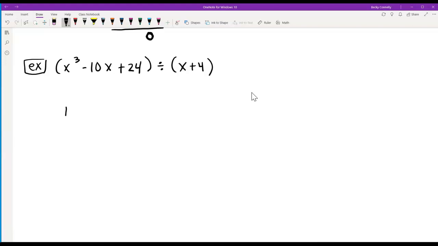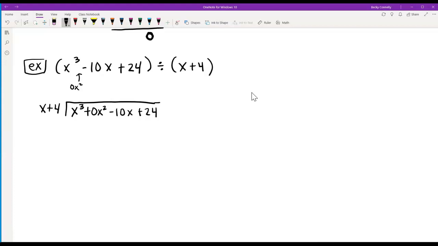So when I write this down in the form that I need, my x plus 4 is still going to be on the outside, right? Just like it is here. But my first polynomial is going to go inside, and I'm going to put x cubed, but then I need to take account that there's a missing x squared term there, right? So I'm going to put plus 0x squared, right, minus 10x, and then plus 24.